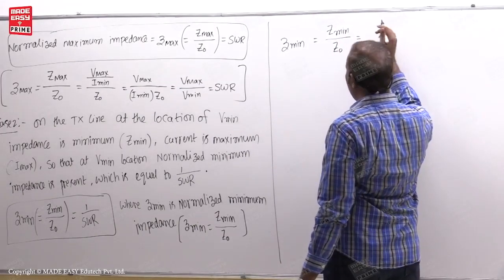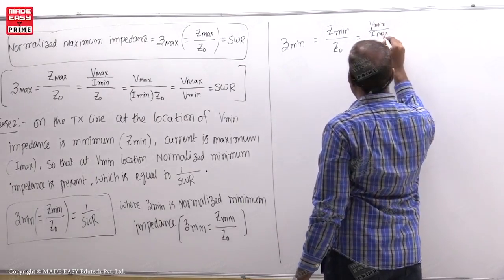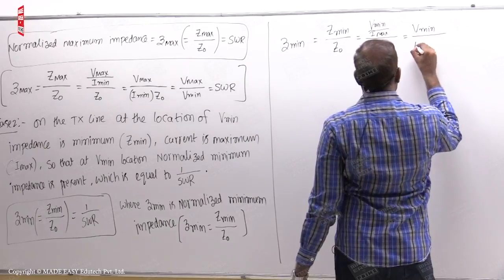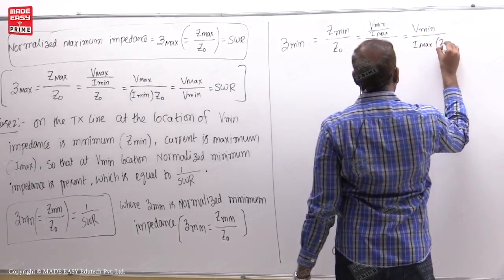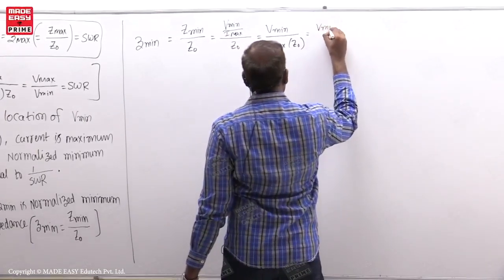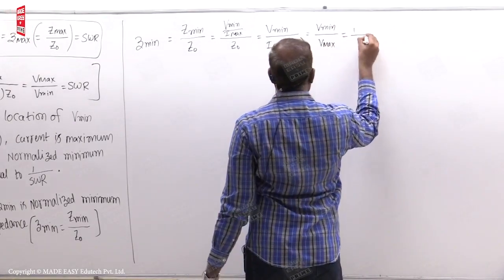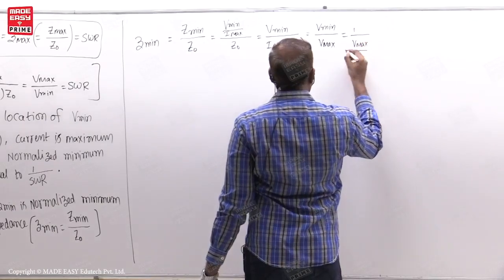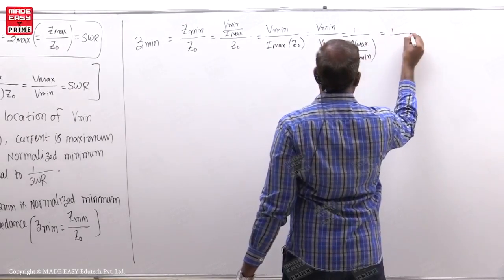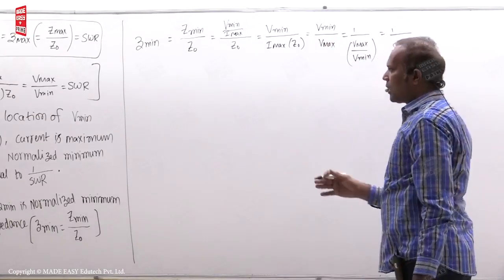The definition of this in terms of voltage and current is voltage minimum divided by current maximum divided by Z naught. Now that is equal to V minimum divided by I maximum into Z naught. So that is equal to V minimum, maximum current multiplied with Z naught is maximum impedance, that is 1 divided by maximum voltage by minimum voltage, which is defined as the standing wave ratio. So this is 1 by SWR. That is what we have written there.